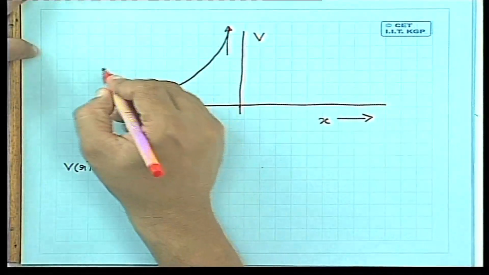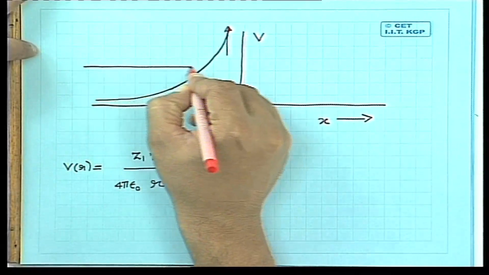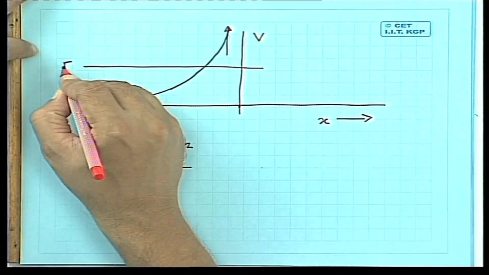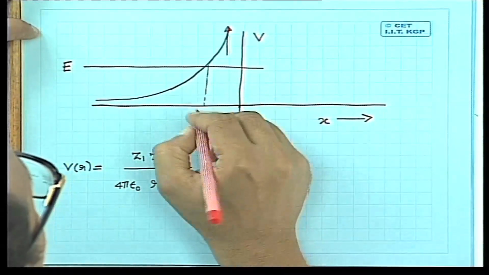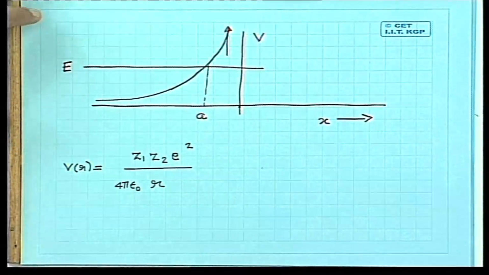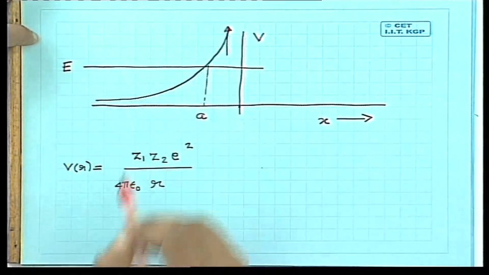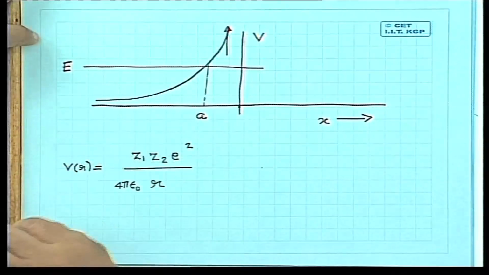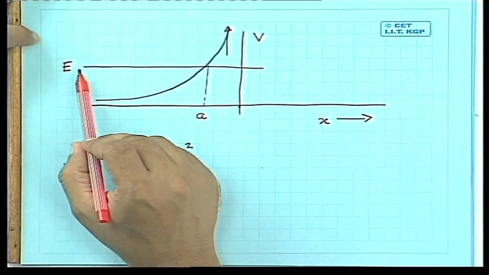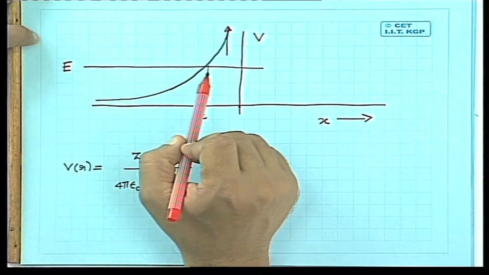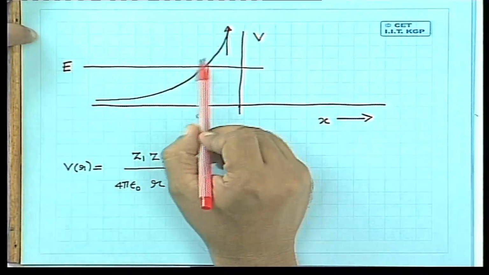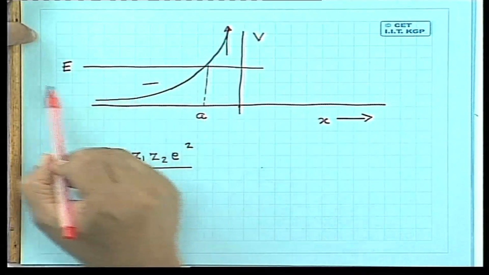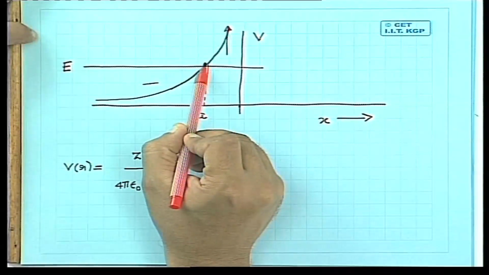And there is a particle with energy E incident on this. So this is the energy of the particle which is incident on this. So the classical turning point: classically the particle would only be able to approach to a distance a where the total energy of the particle would be equal to the potential energy. So the kinetic energy would be 0, the particle would come to rest and then again go back. So the particle would approach, come to rest here and then go back.